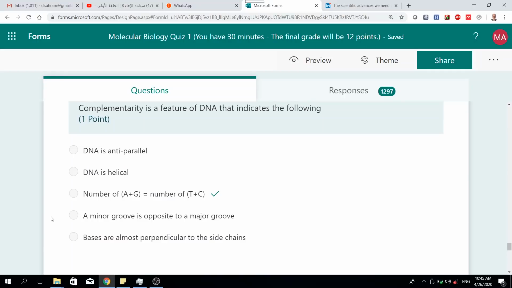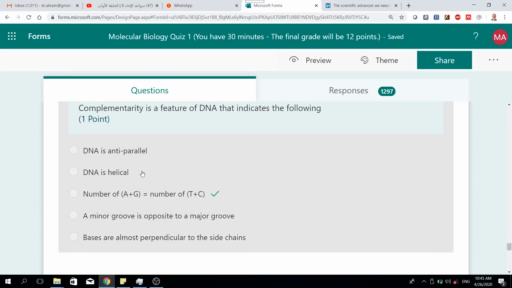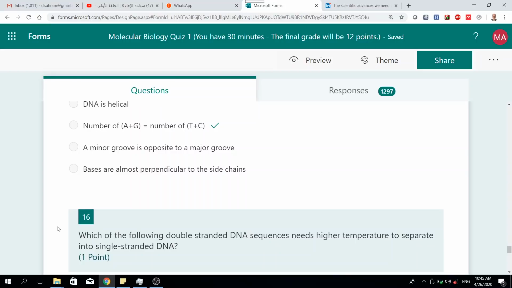Complementarity is a feature of DNA that indicates the following. DNA is anti-parallel? No, it has nothing to do with it. DNA is helical? No, that's structural. Number of A and G would be equal to number of T and C? Well, that's right. It is an indication, because the number of A would be equal to the number of T, and the number of G would be equal to the number of C, so this complementarity suggests this. A minor groove is opposite to a major groove? It has nothing to do with it. Bases are almost perpendicular? This is again structural, and it has nothing to do with DNA being complementary.